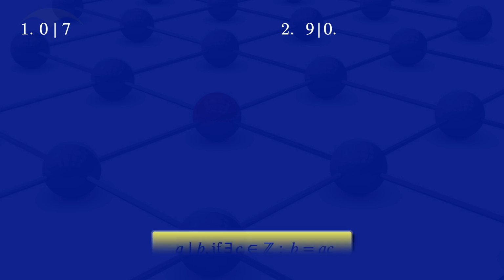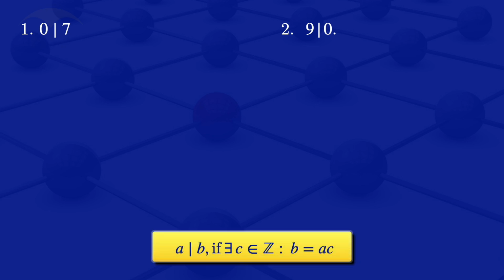A divides B if there exists an integer c such that b is equal to ac. So using this definition here, to check if 0 divides 7, we'll be saying that there exists an integer c such that 7 is equal to 0 times c. But in this case, if you look at the right hand side there, we're having a 0 times c.